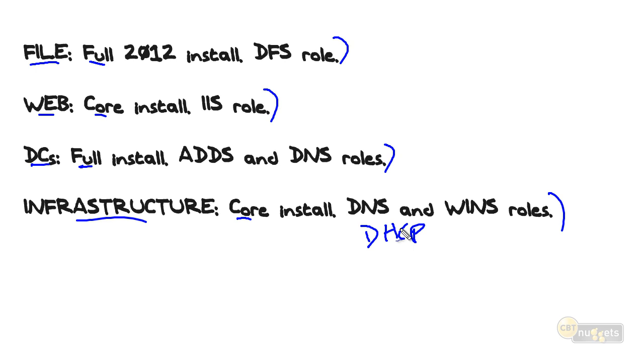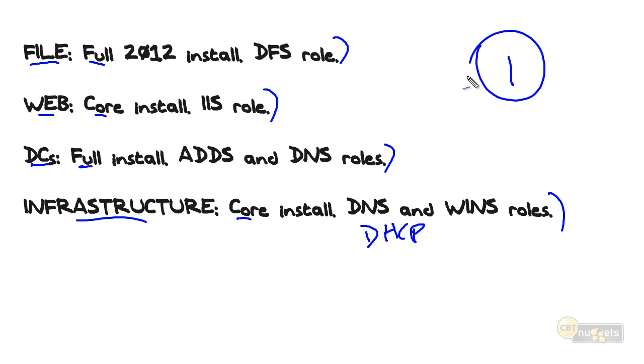So, given all these differences, what is the minimum number of server operating system images, deployment images, that you need to create? Now, play the Jeopardy theme in your mind for a second while you think about this. And the answer is just 1.